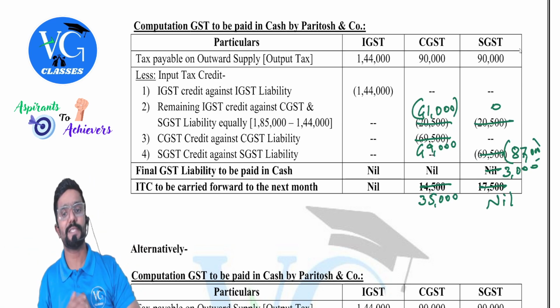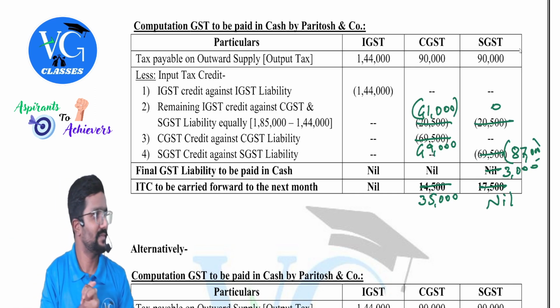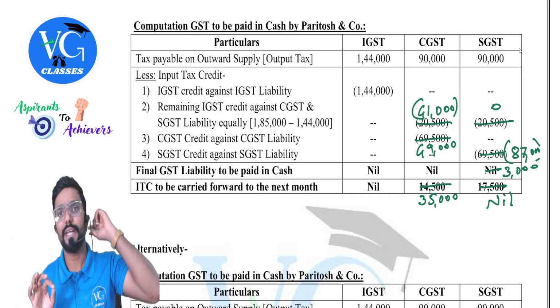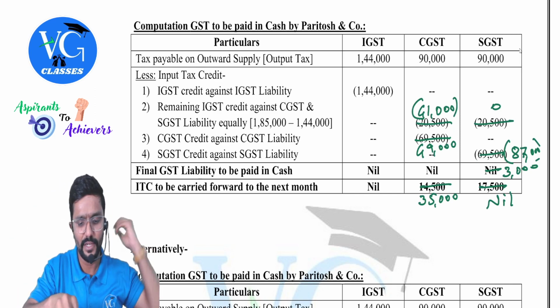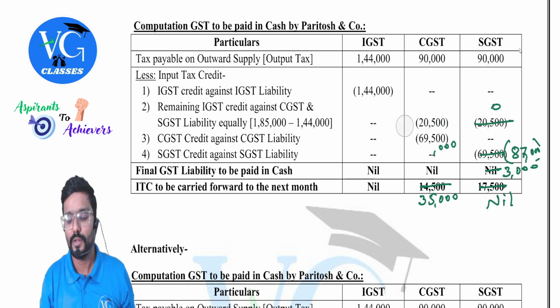Sir, what if it's vice versa? For example, if I adjusted the entire 41,000 against SGST. Still, that also will not be the right decision. Okay, let me explain that. Please don't note this down, this is only for your understanding.